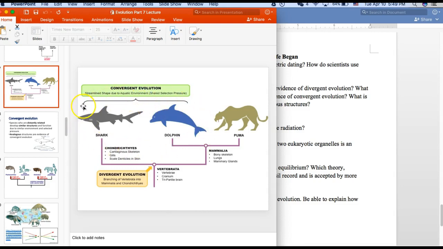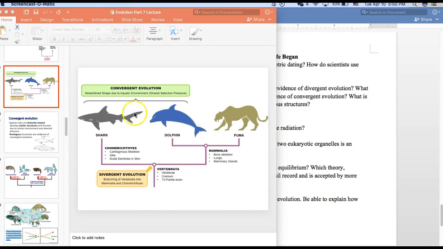So for example, a shark and a dolphin have a similar streamlined body structure on the outside. However, the shark has gills and no lungs. The dolphin does not have gills, and it has to breathe in oxygen from the air, and it has lungs. But they also both have flippers. So the development of the streamlined body shape of the shark and dolphin is a result of convergent evolution.